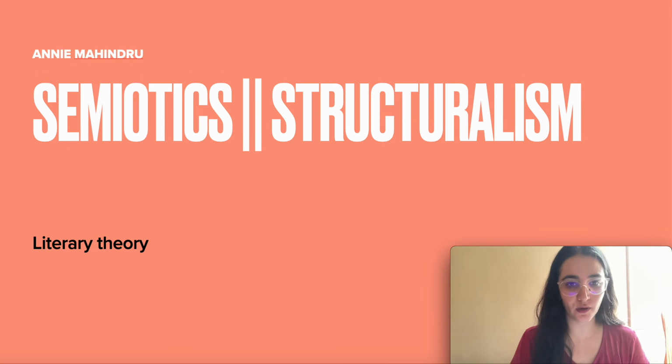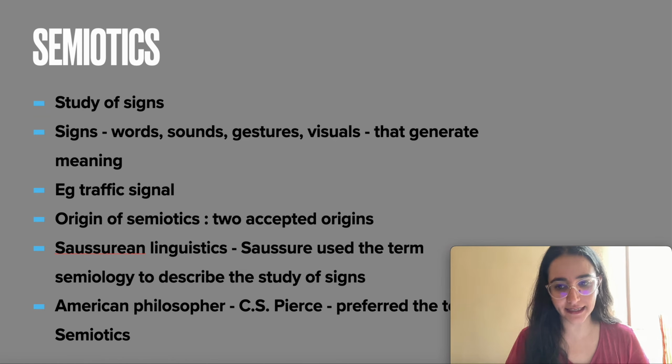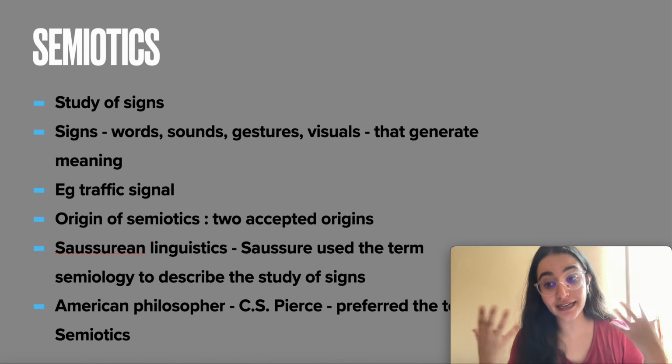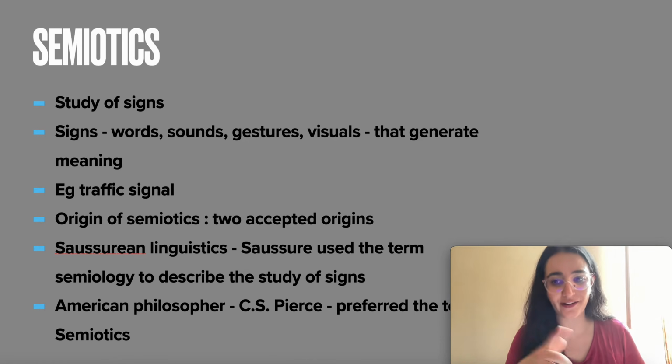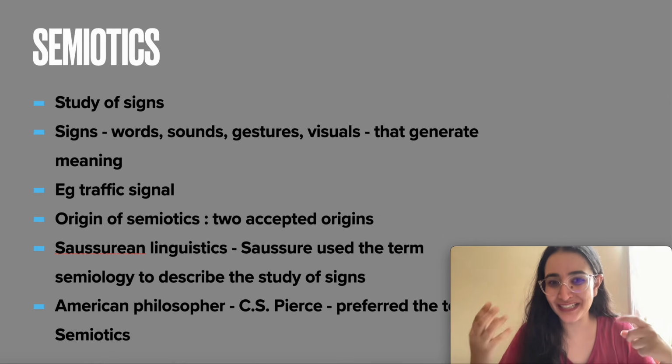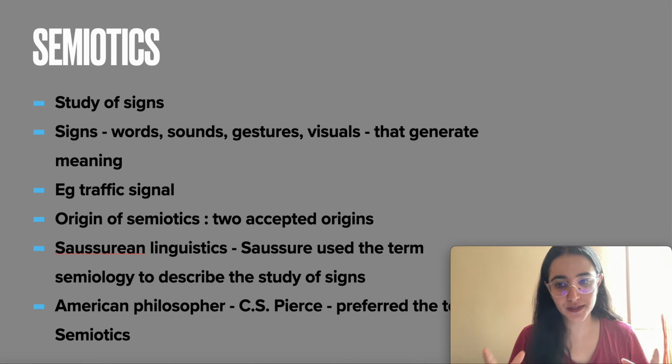In this session, we will be talking about semiotics in structuralism. What is semiotics? Semiotics is basically the study of signs. Any sign, for example words. A sign could be anything: words, gestures, visuals, audio, anything that generates meaning in your mind. You remember we talked about signifier and signified. Any kind of sound, any word that I'm speaking, I hope it is generating meaning in your head. So that is also a sign. The study of those signs is called semiotics.